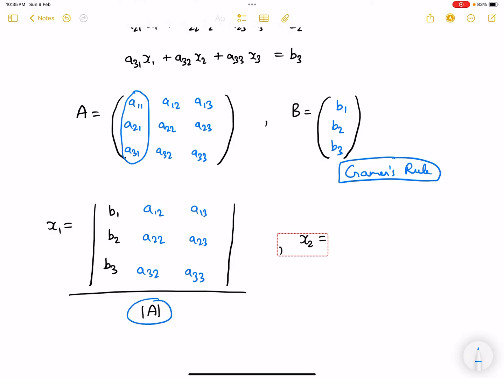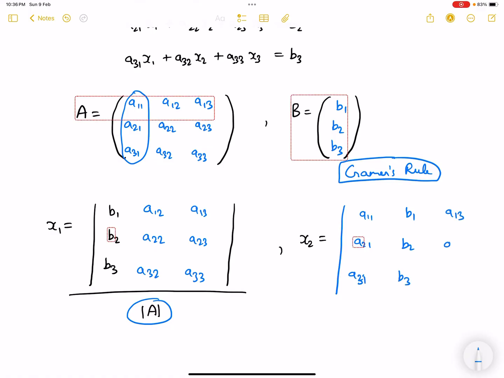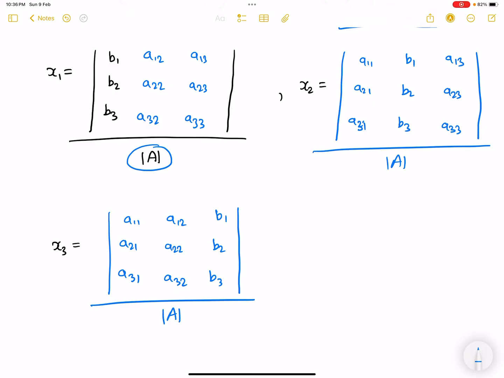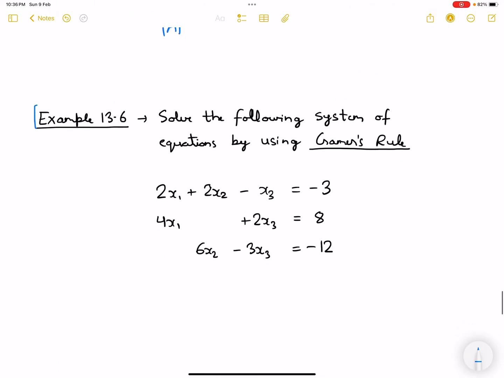and divided by the determinant of A. Similarly, x2 would be replacing the second column with the right hand side: B1, B2, B3, and then A13, A23, A33 upon the determinant of A. Similarly, x3 would be A11, A21, A31, A12, A22, A32, and then the third column would be replaced with B1, B2, B3, upon the determinant of A.